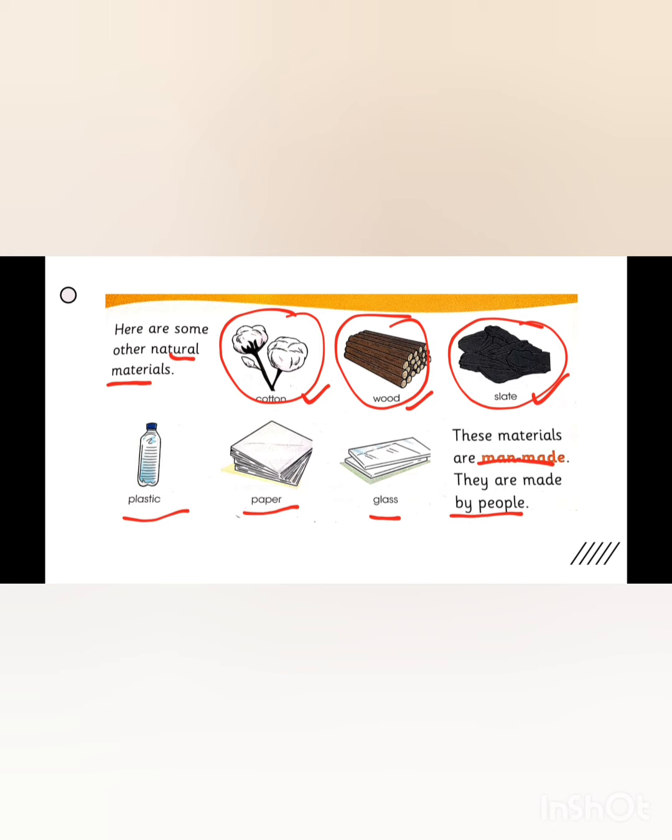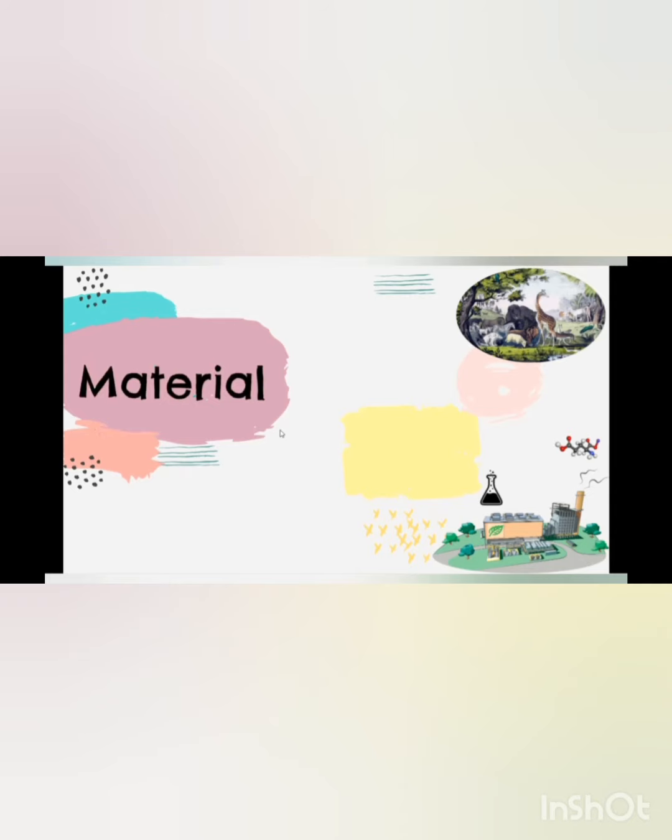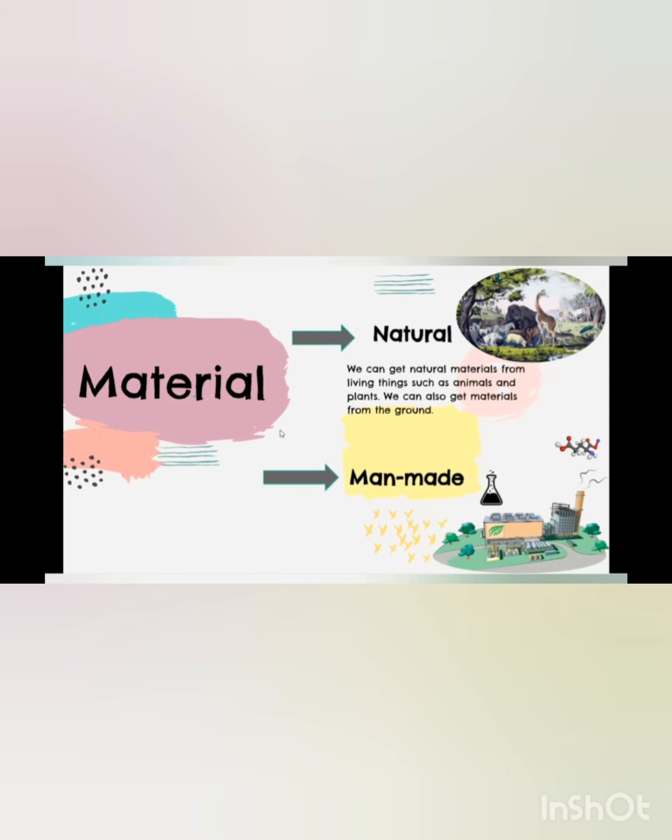We make them using the natural materials, okay? The things around us are made of materials. Things like books, bags, clothes, school buildings, they are made of materials. But where did these materials come from? These materials come from nature, and some of the materials are man-made.